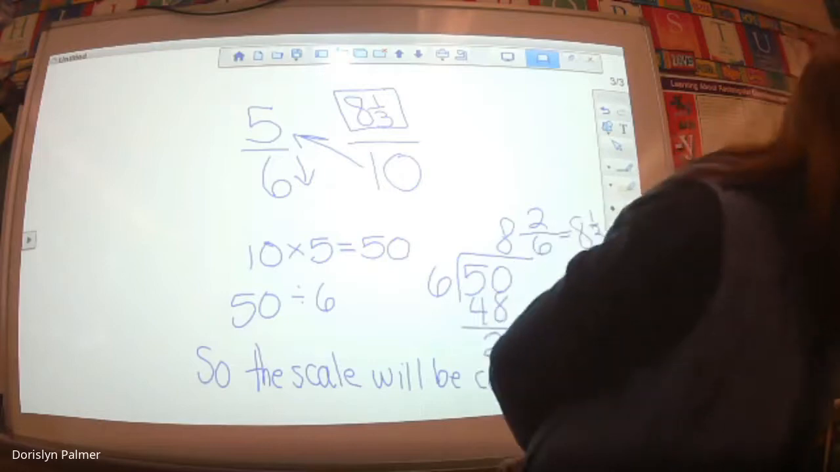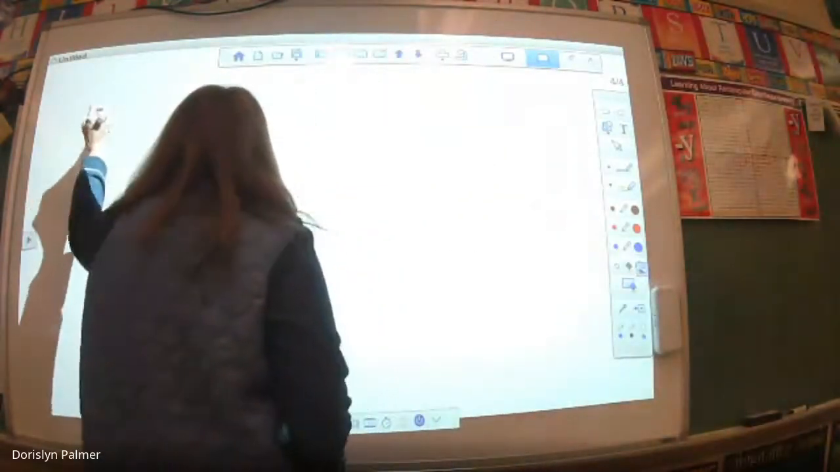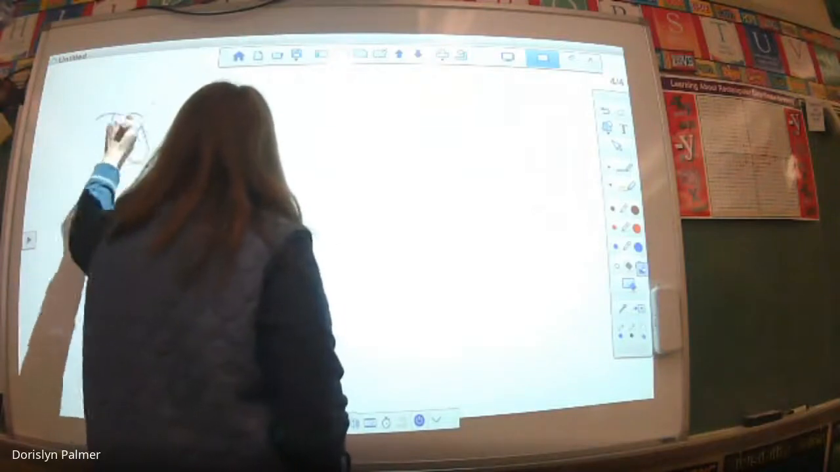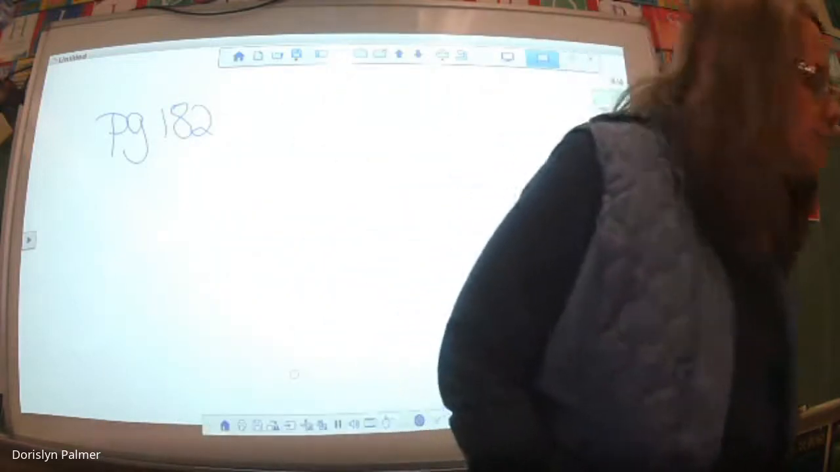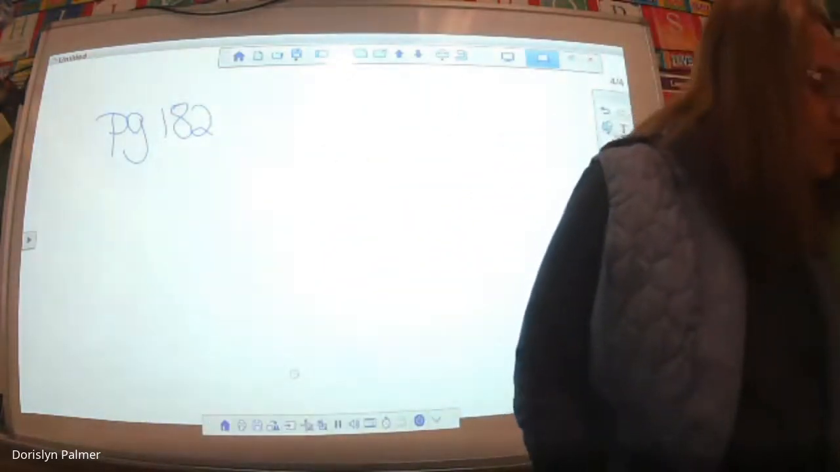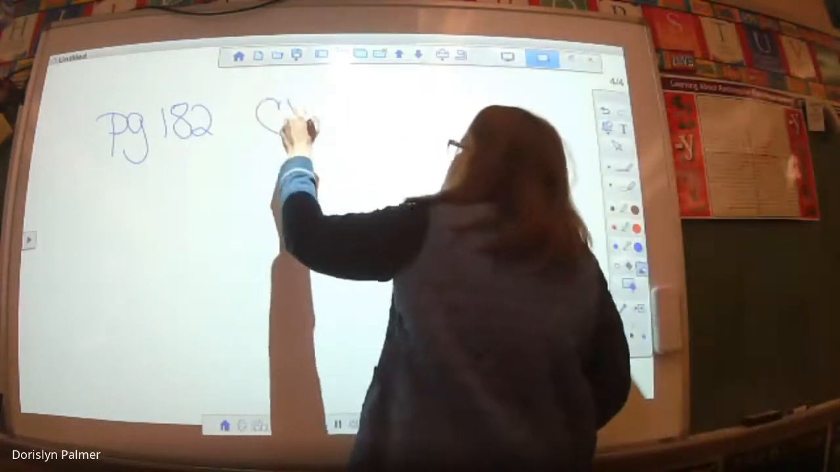So we're going to go all the way to page 182. We're going to skip some of that part that says step it out, and go to page 182. On page 182, we're going all the way down to number 1, check your understanding. Okay, so we're going to check.